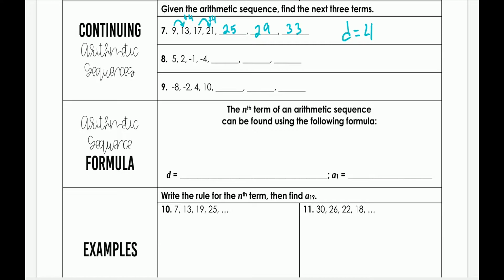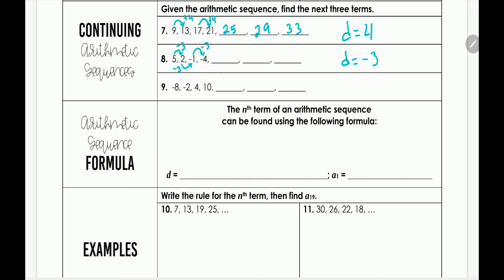Number 8, we have the sequence 5, 2, -1, -4. So what's happening with this? Whenever we go from 5 to 2, it looks like we are subtracting 3. Going from 2 to -1, subtracting 3 again. -1 to -4, we're subtracting 3. Now we have to continue this, so our common difference seems to be -3.